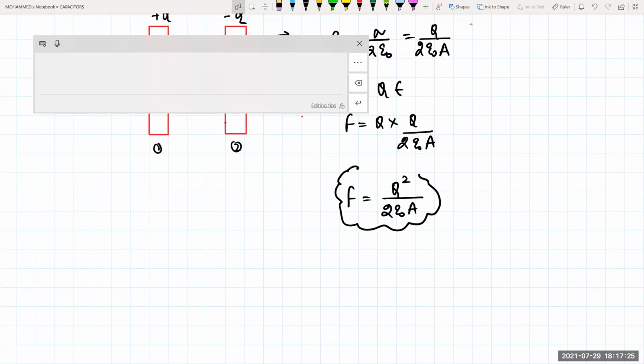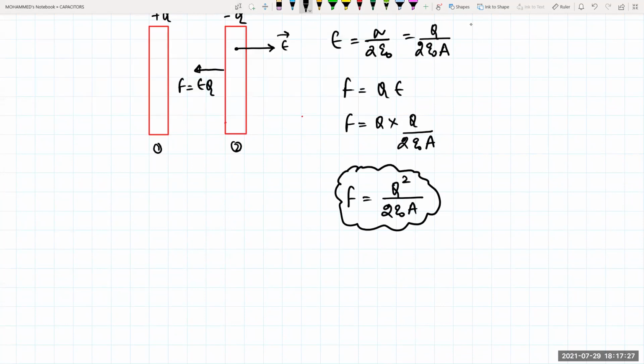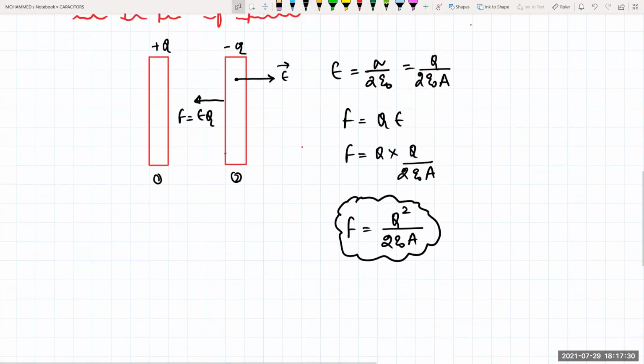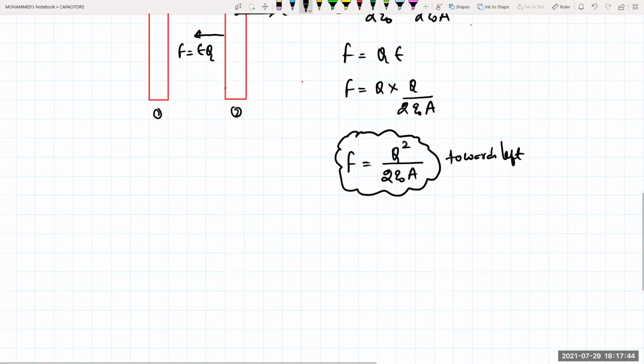So this is the force existing between the two parallel plate capacitors in terms of your charge. And this one is towards the left side, because of the second plate, isn't it? I'm talking about only the second plate. If I talk about the first plate, then the force will be towards the right side.